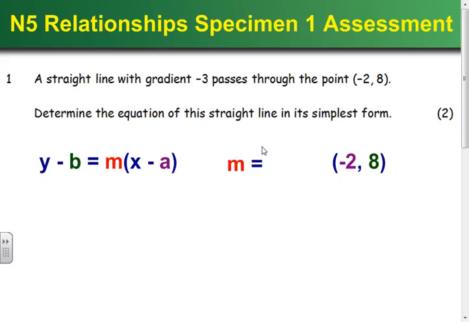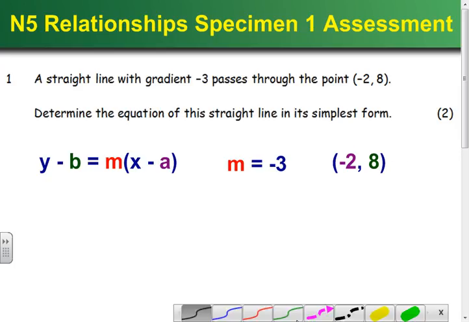Now this question is all about knowing the formula for the equation of a line when you don't have the y-intercept. Now the formula is y take b equals m bracket x take a. This will not be in the formula sheet in the unit assessment, and it won't be in the formula sheet for the final exam. You must learn this. Now, the gradient is the m part, and we know from the sentence this is -3, so we'll just write m equals -3. And also the point is -2, 8 that it passes through.